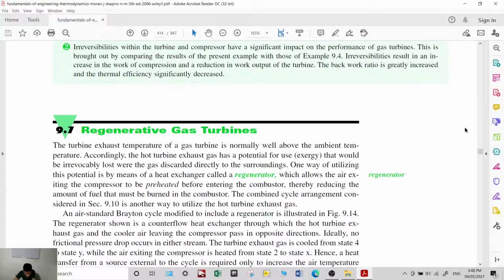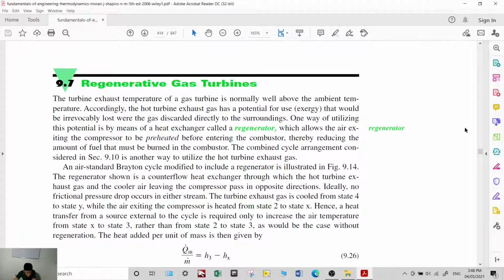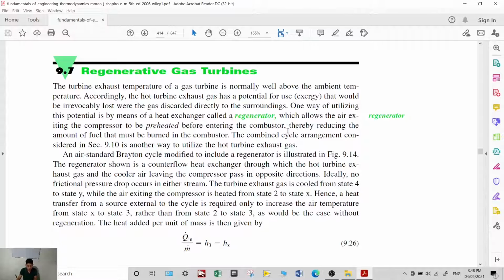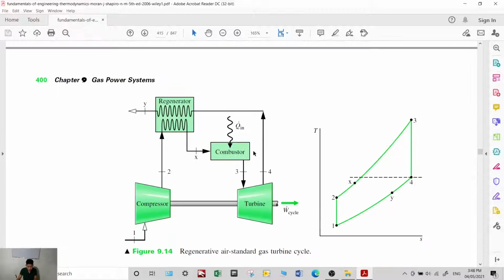Let's proceed with regenerative gas turbines. The turbine exhaust temperature of a gas turbine is normally well above the ambient temperature. So there is still an opportunity to harness work from the turbine exhaust gases, no? So instead of directly venting it to the atmosphere, you allow it to pass through a regenerator.